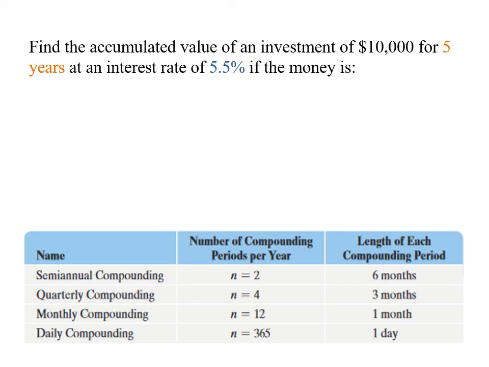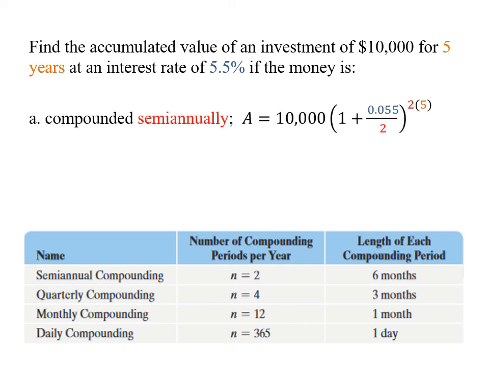So find the accumulated value of an investment of 10,000 for 5 years at an interest rate of 5.5%. Keep in mind the time always has to be in years and the rate has to be written as a decimal. Compounded semi-annually is going to be as such, and notice r is 0.055 because it's 5.5%, and p is the money I'm investing, that's 10,000, and time is 5 years, and n here is 2 because it's semi-annual.